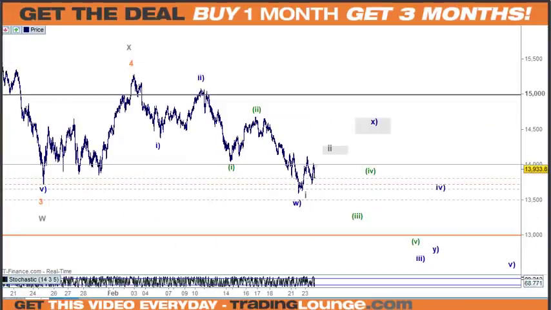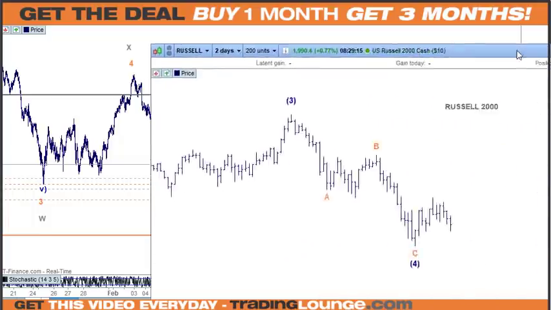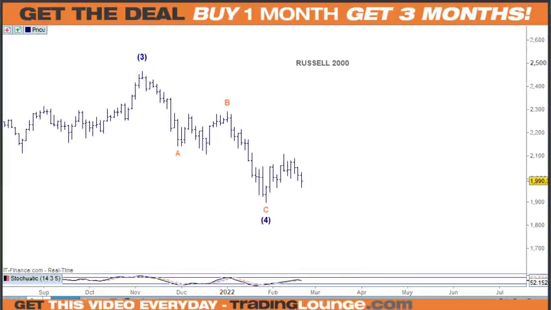Okay, so yeah, just to round off that situation with the NASDAQ and the S&P, it's likely that they're going to move lower, but they're just going to be a little bit bouncy at that point. With the Russell here, this is the old count here.